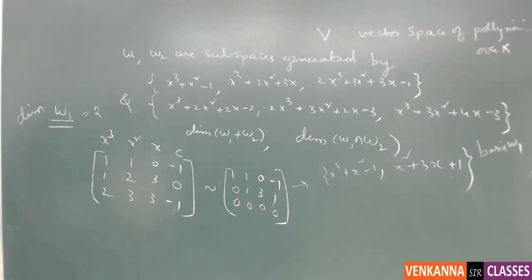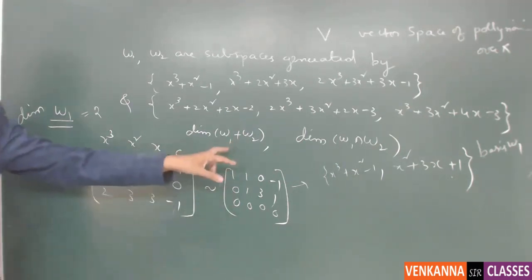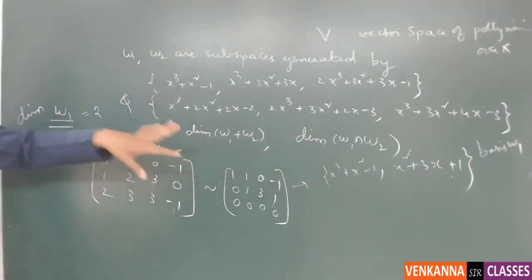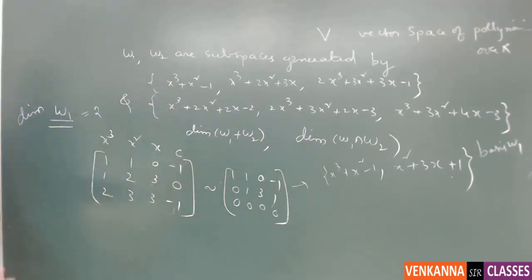All of you agree? So by getting a reply from everyone, I go to the next level. To find the dimension of W1 plus W2 and the intersection, we didn't start the problem yet. Initially you have found the dimension of W1 is equal to 2 and W2 is equal to 2 and what are the bases for it.